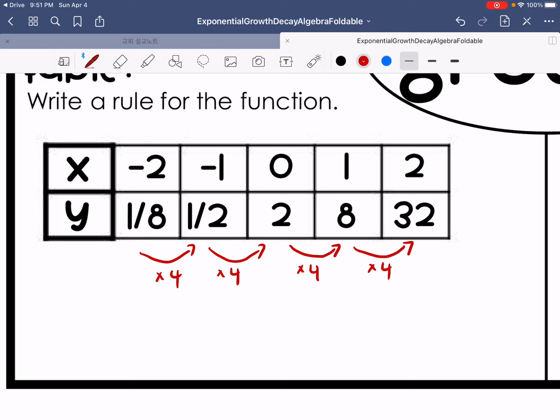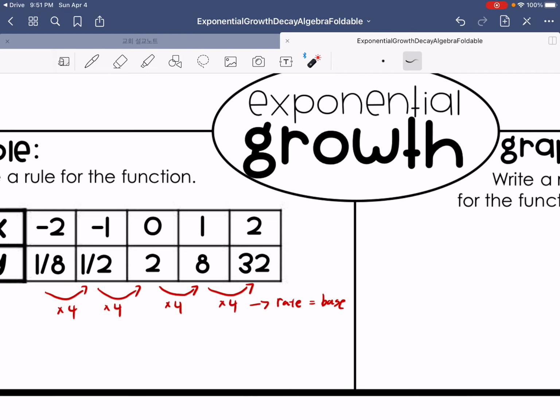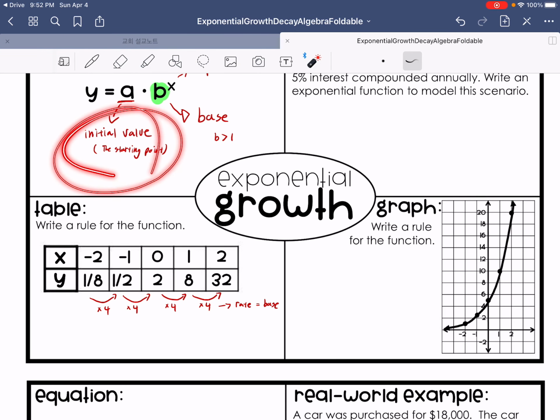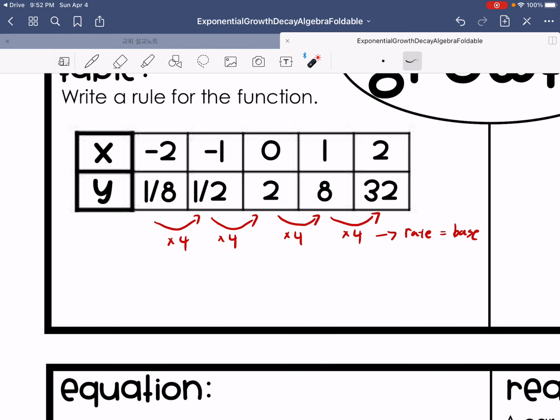We call it a rate, okay? And this is gonna be our base. So as you can see here, we have exponential function. So now we know how to find base. But what about the starting point, which means initial value? In order to find initial value, we have to look at where x is equal to 0. So let's look at where x is equal to 0, which is 2. This is going to be our initial value.